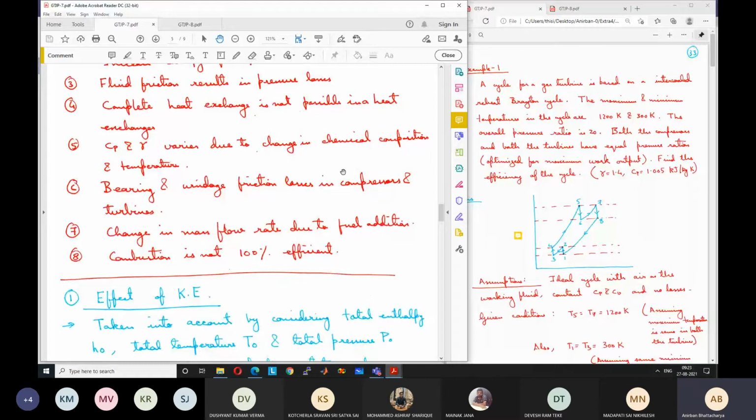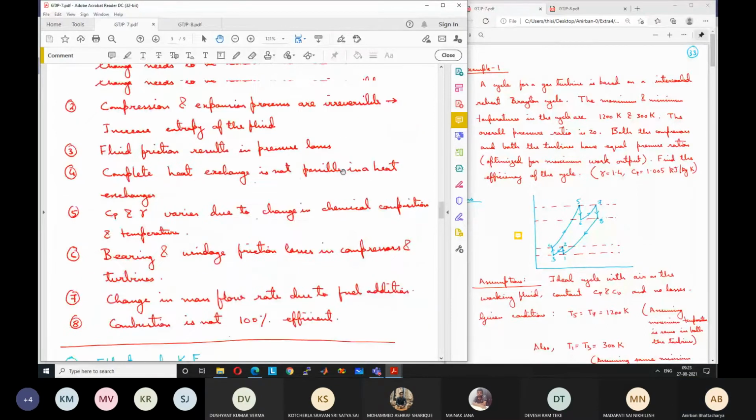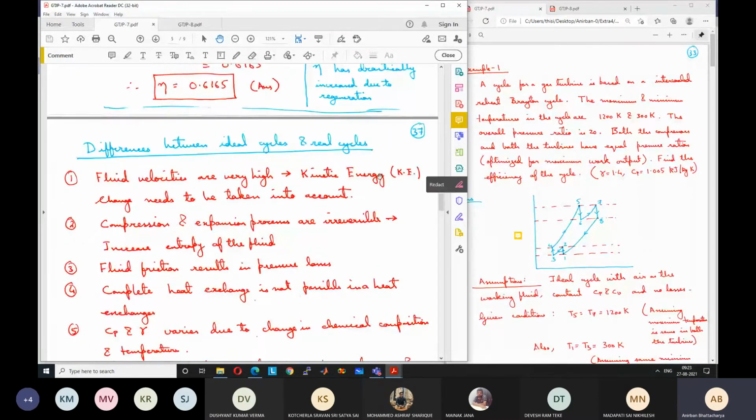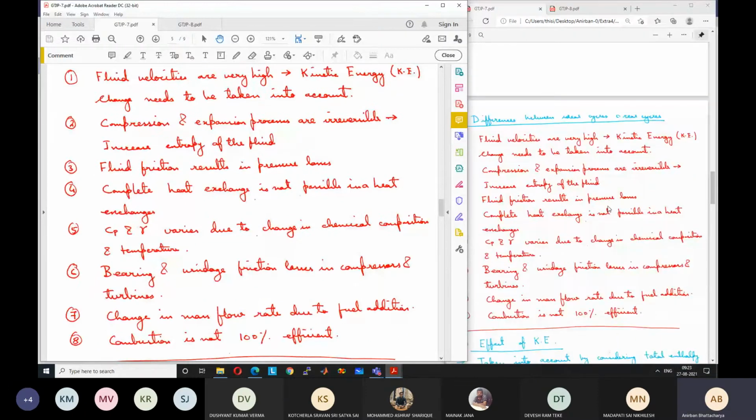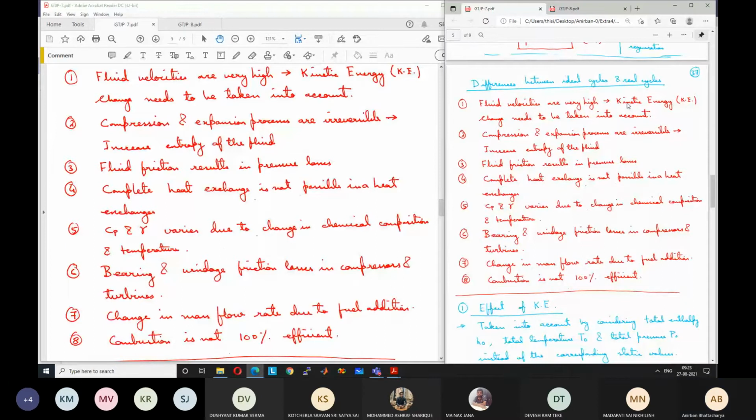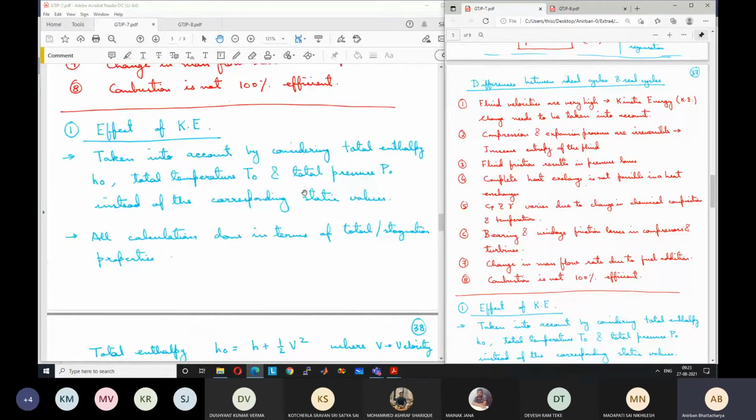So the first one was fluid velocities are very high, so we cannot ignore the changes in kinetic energy. This is actually not very difficult to take into consideration. What is done is that we do not explicitly take the velocities or calculate the velocities, at least for cycle level calculations. What we do is we use total enthalpy, total temperature, and total pressure values instead of the static values.